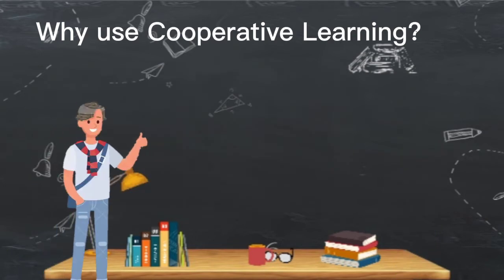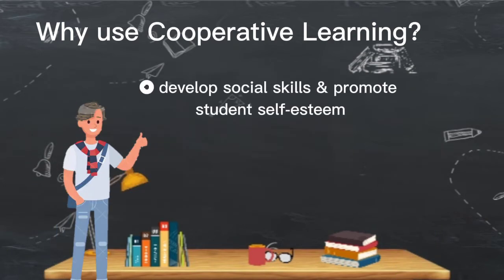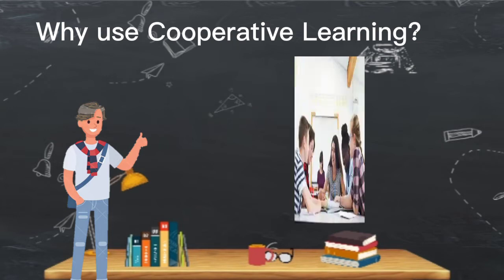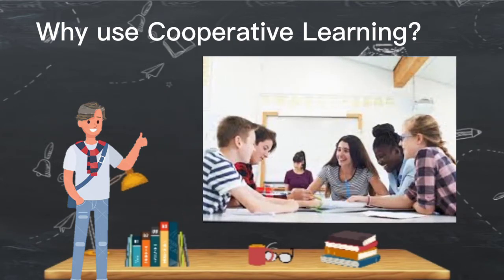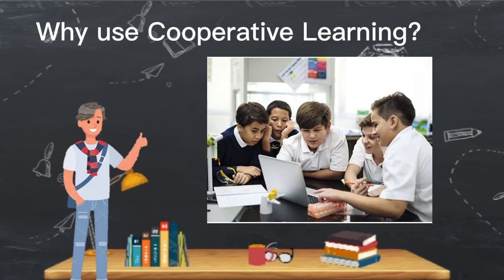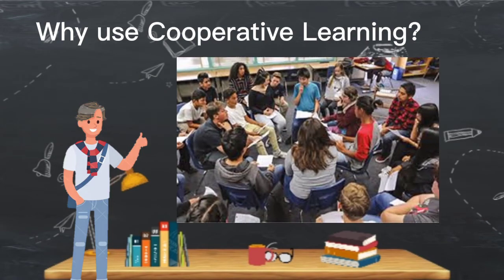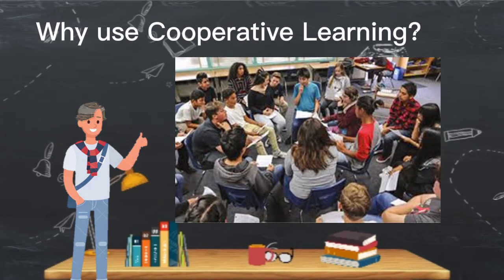Number 4, develop social skills and promote self-esteem. Cooperative learning is a group learning, so everyone must cooperate, and while discussing with other students, it will develop their social skills. Also, not only that, it helps the students to gain more confidence in themselves because they give their own opinions about something, and by that we can say that they believe in themselves and that they can make a difference.